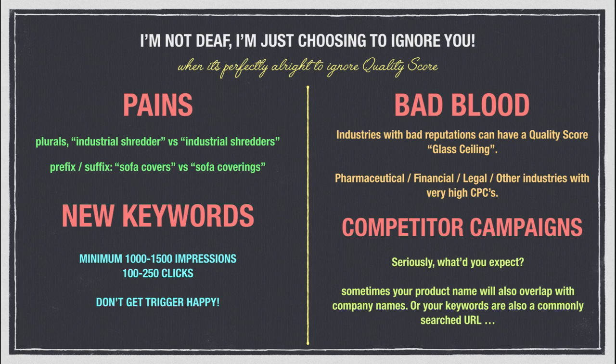This kind of problem can arise even when you're not specifically targeting your competition. If you sell a product that has the same name as a well-known company, you might see low quality scores for that product's keywords. In most of these cases, simply ignore the low quality scores, unless as a result, your keywords are no longer profitable.